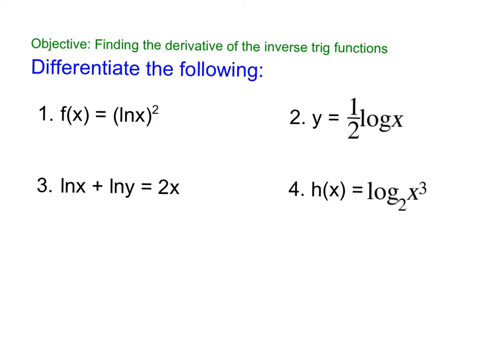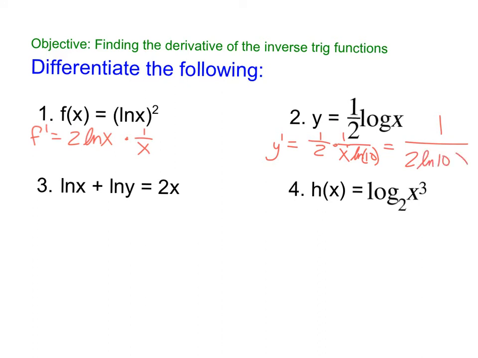Pause the video, do it on your own. All right, f prime, this is a chain rule, so 2 times ln of x times the derivative of the inside, 1 over x. Done. Number 2, 1/2 times 1 over x over ln of what number? What's the base there? That's base 10. It's awkward looking. So that's 1 over 2 ln of 10 times x.